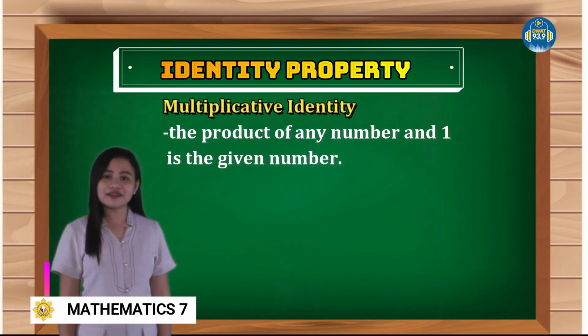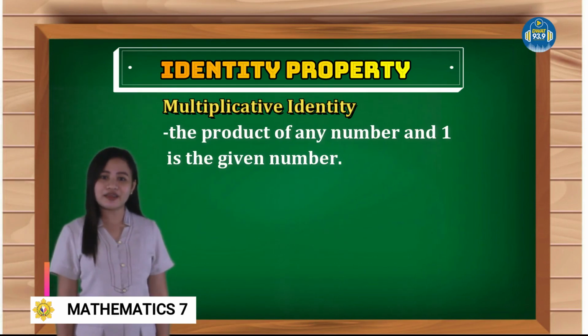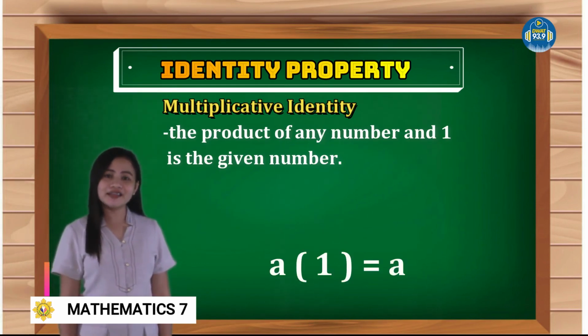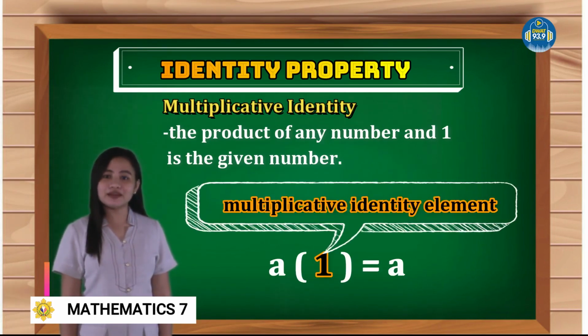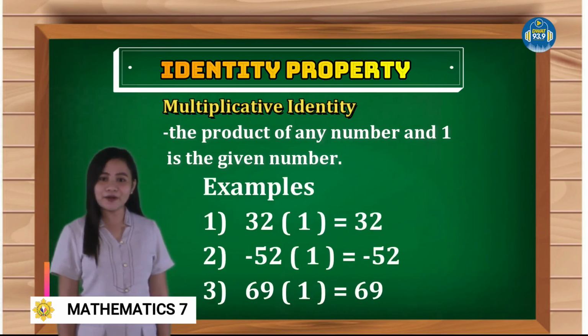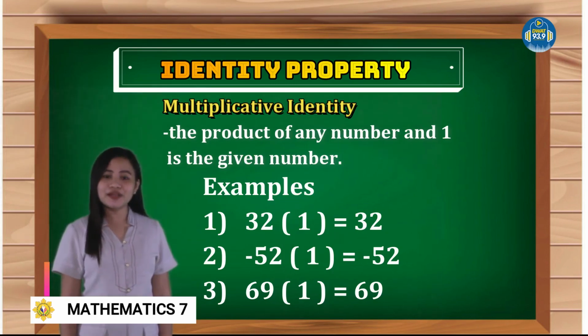In multiplicative identity, the product of any number and 1 is the given number. That is, A times 1 is equal to A. And take note that 1 is the multiplicative identity. For example, number 1, 32 times 1 is equal to 32. Number 2, negative 52 times 1 is equal to negative 52. And number 3, 69 times 1 is equal to 69.